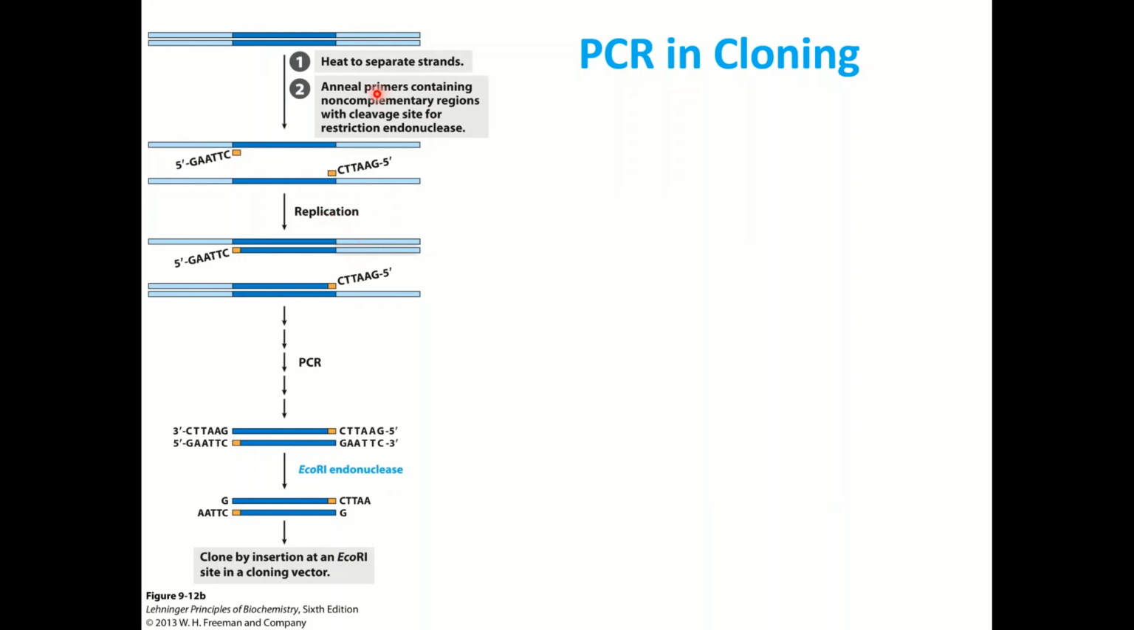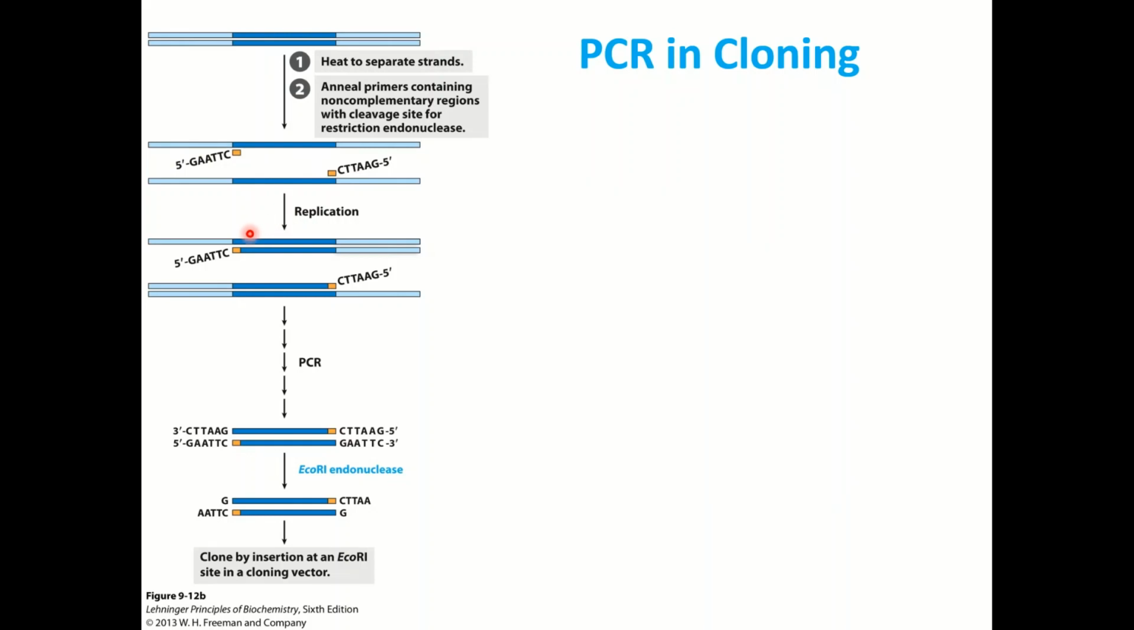So here the first step, you heat to separate the strands. Then you would lower the temperature to anneal your primers to the target sequences.